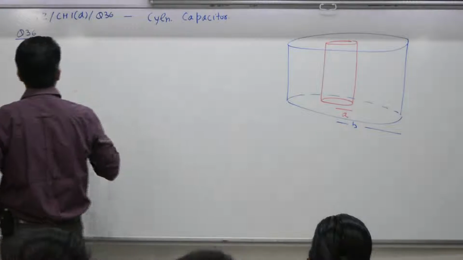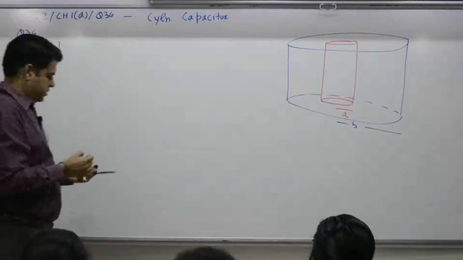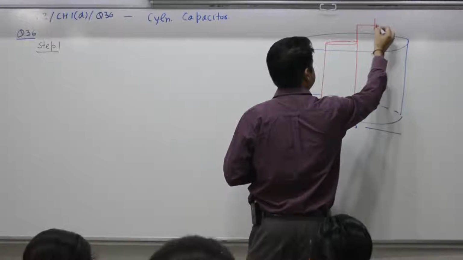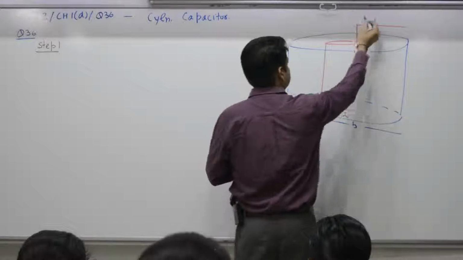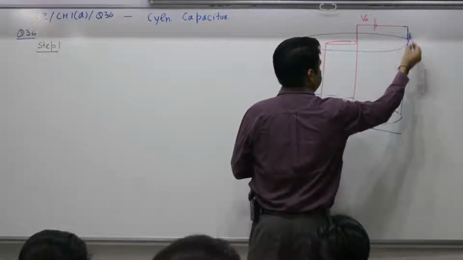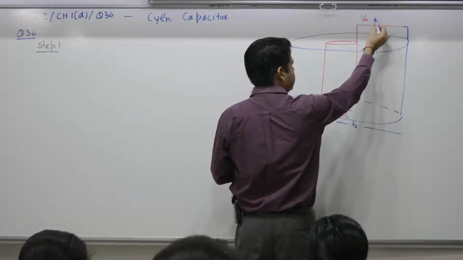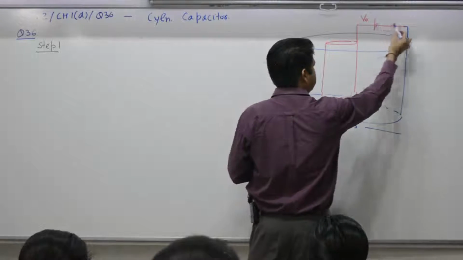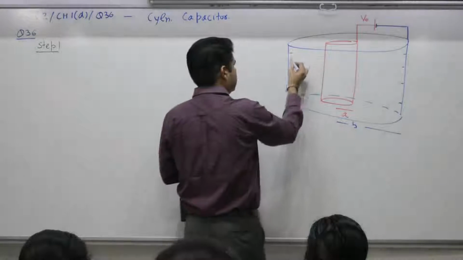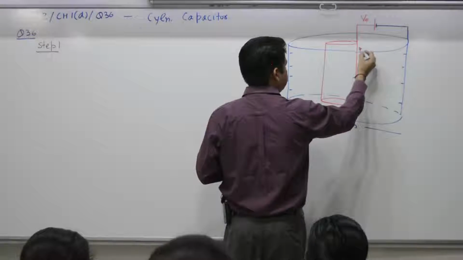Step 1. Step 1 is what? Connect a voltage battery V0 across the two. The one which is connected with the positive plate will have a positive charge. The one which is connected with the negative plate will have negative charge. So the outer cylinder will have negative charge. Inner cylinder will have positive charge.